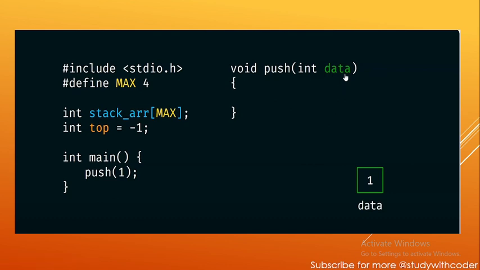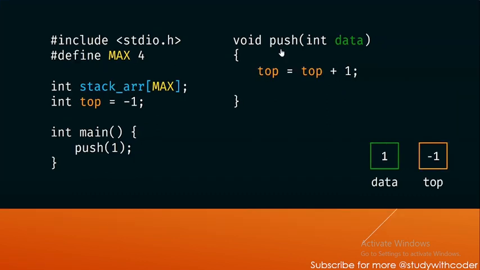So we write void push(int data). Here data is 1, and we have to push 1 into the array. So next top = top + 1. When we insert data in a stack, we have to increment top by 1. So top is equal to -1, and then top = top + 1, so -1 plus 1, top is equal to 0.